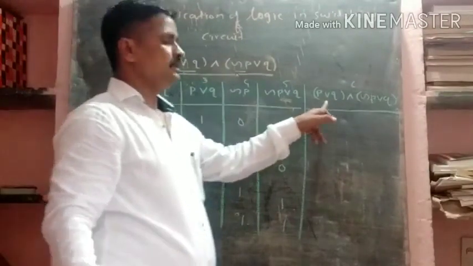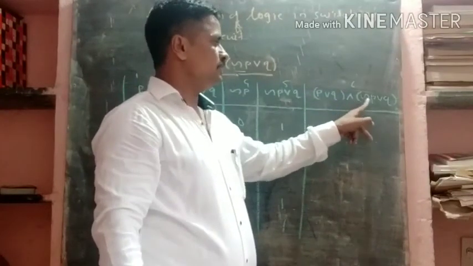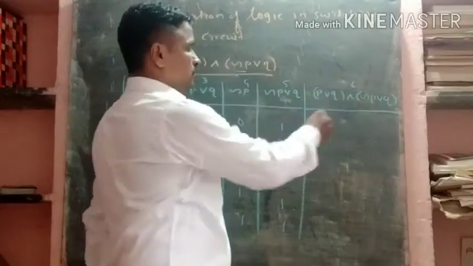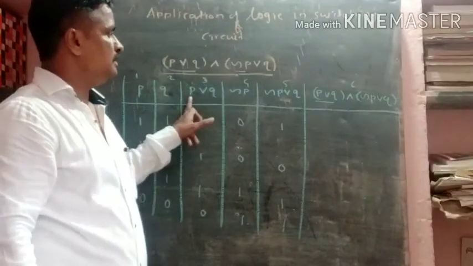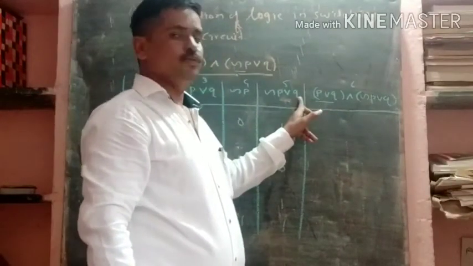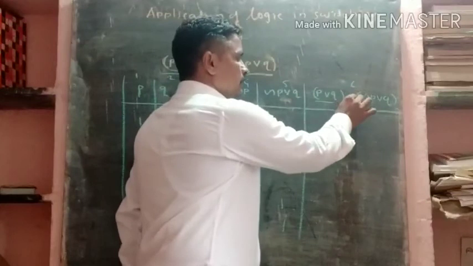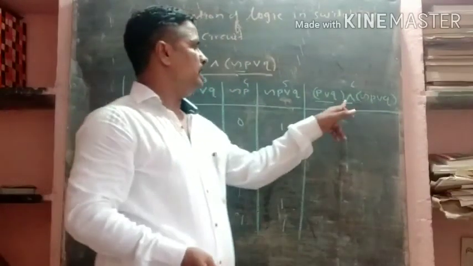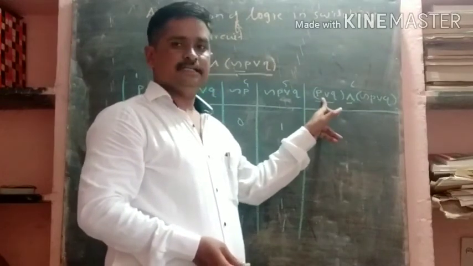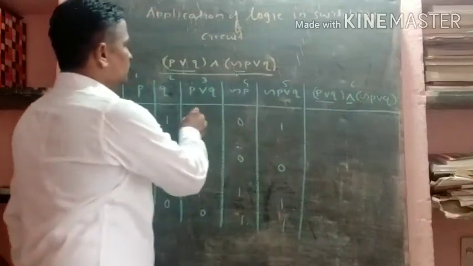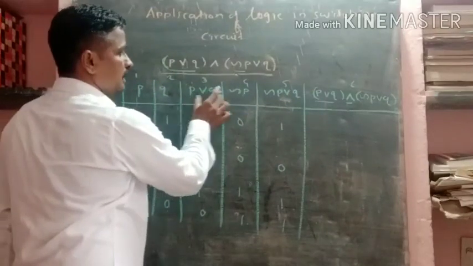Again, in the last column, that means the given statement: P disjunction Q, conjunction with negation P disjunction with Q. So consider P disjunction Q present in column number 3 and negation of P disjunction with Q present in column number 5, and we have to take a conjunction operation, or a series connection. Conjunction means series connection and disjunction is parallel connection. So we have to take the series operation on column number 3 and column number 5.